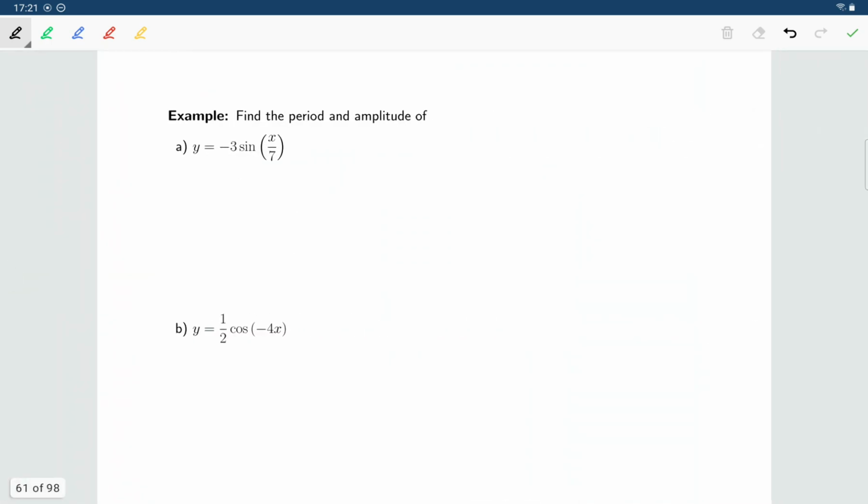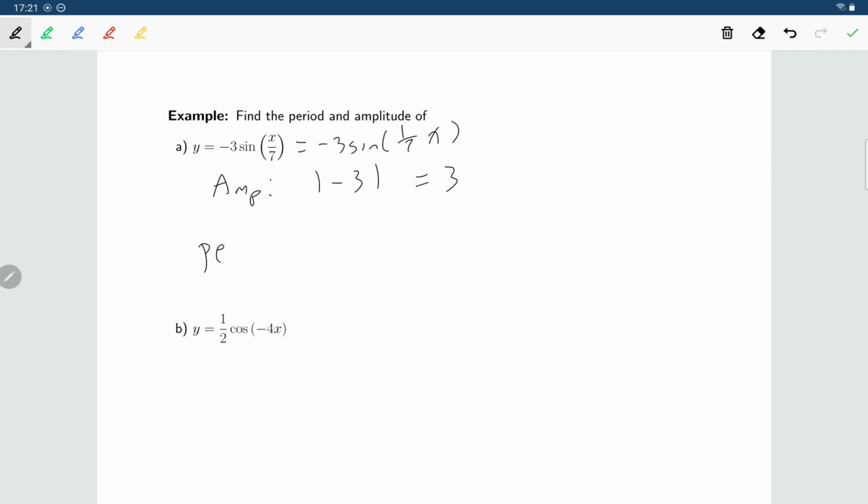Okay, so let's find the period and amplitude for these two functions. Firstly, the amplitude, we find that by taking the absolute value of that coefficient, negative 3. So in other words, the amplitude here is positive 3. The sine of x over 7, of course, you could think of that as being sine of 1/7 times x. So here the value of b that we're thinking about is 1/7.